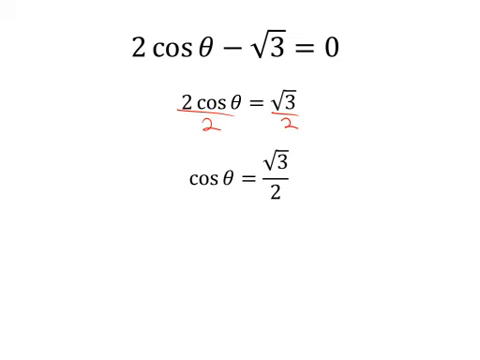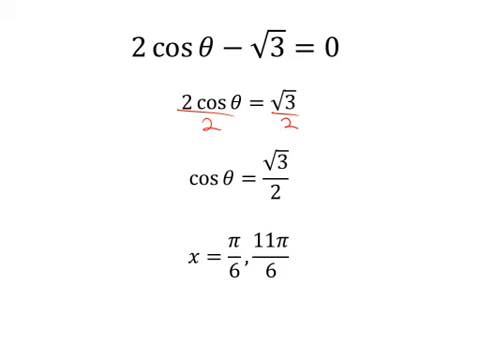Once you get cosine theta equals root 3 over 2, with some of these you'll be able to look at your trig function, the unit circle. Root 3 over 2 actually appears on it. So you look through and ask, where is cosine root 3 over 2? It's located in 2 places: pi over 6 and 11 pi over 6.